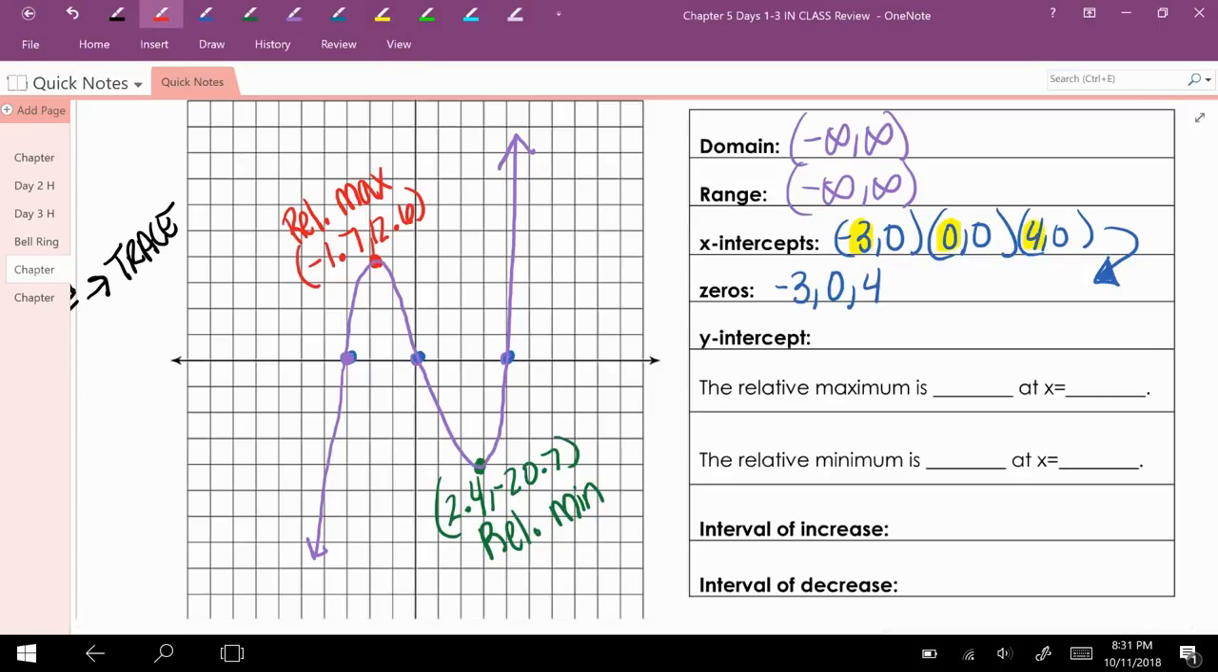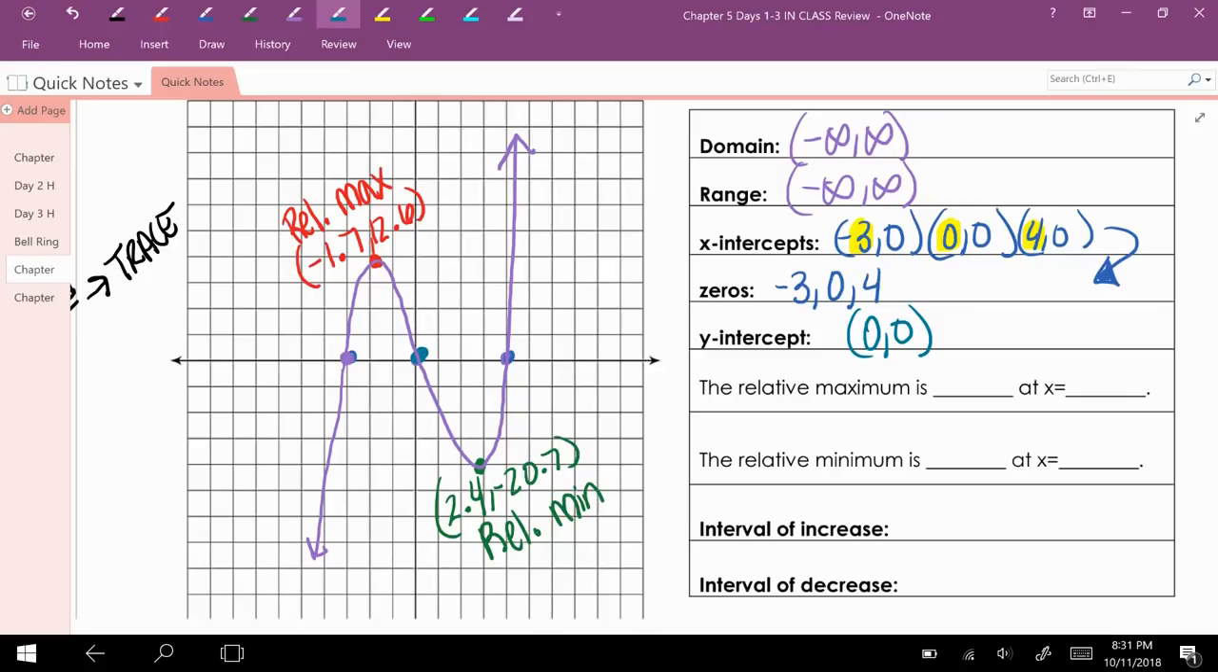Now my y-intercept is going to be the same thing as my x-intercept, and it's okay. So right here, that origin 0, 0 is going to be also a y-intercept. You're only ever going to have one y-intercept. You can never have more than one, and then it wouldn't be a function.